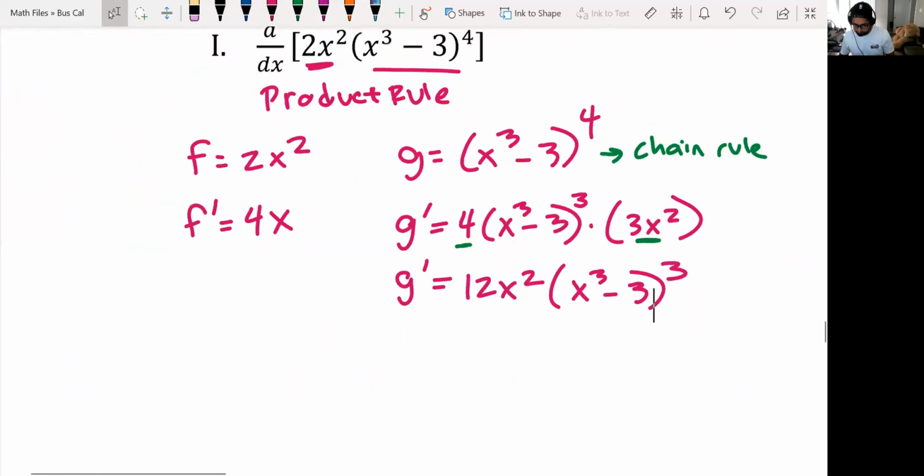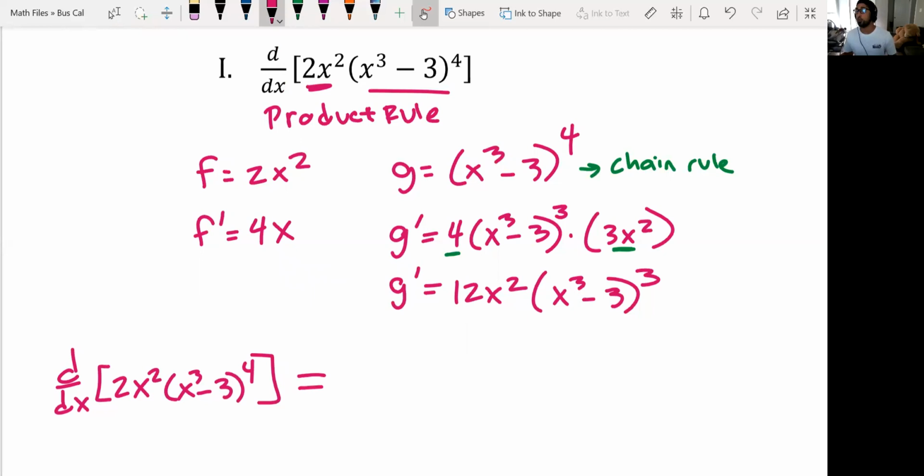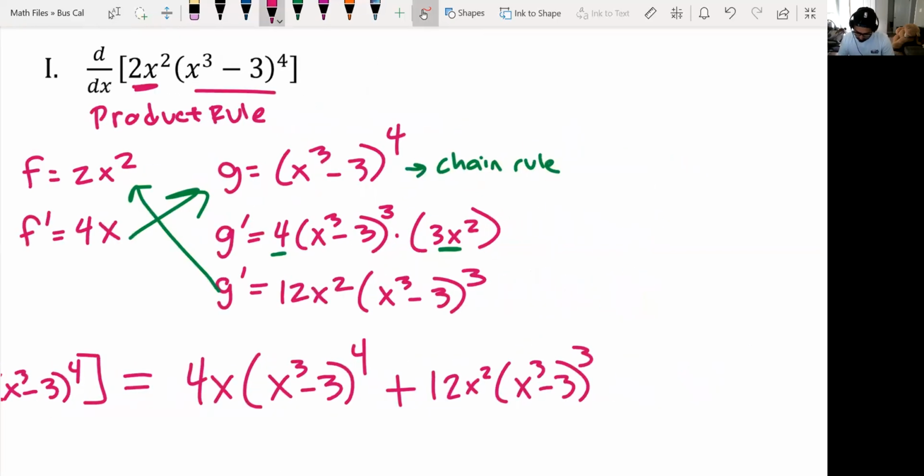Okay, and then we are taking the derivative of this expression. So we have to start it back off that way. So we need to write d over dx 2x cubed minus 3 to the 4th equals, and now let's follow our chain rule. F prime g, 4x times x cubed minus 3 to the 4th plus g prime f. There it is, g prime f.